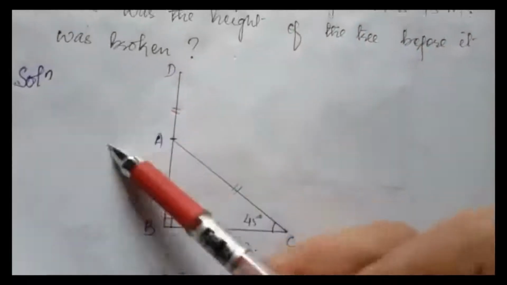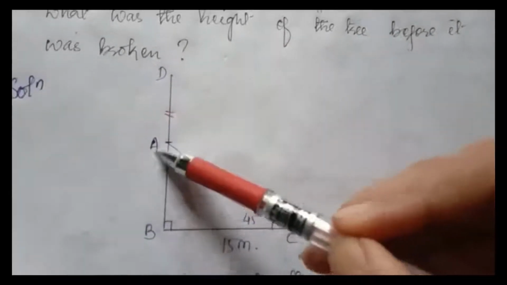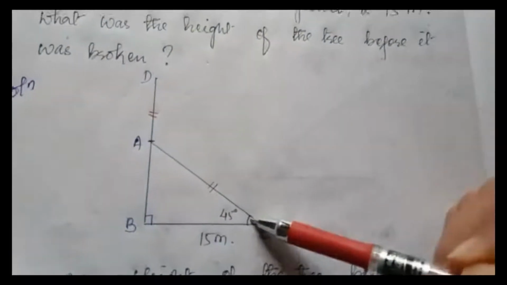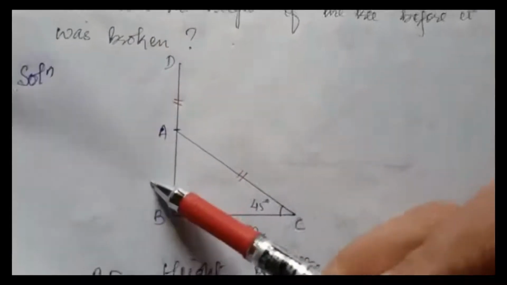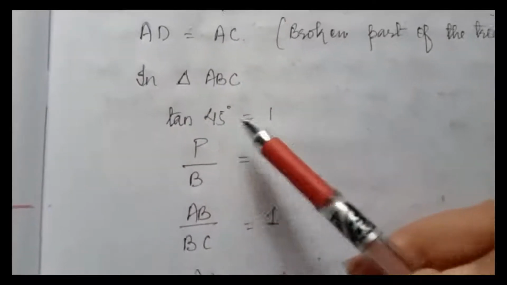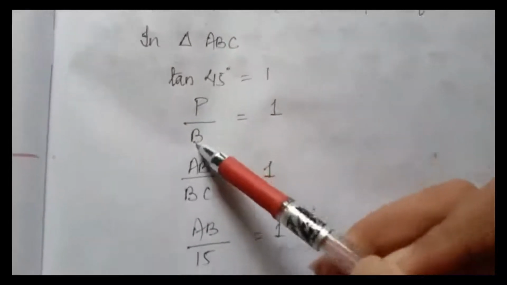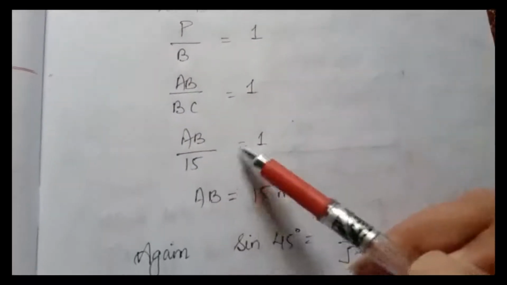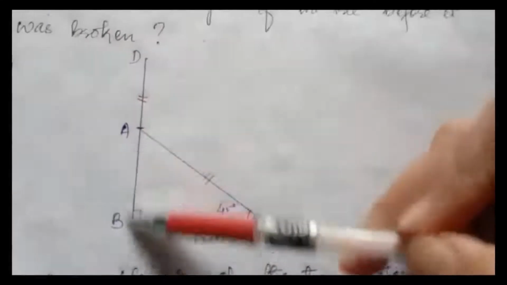Now in this question, you need to find this height. So you have to find this perpendicular, and to find this you have to find this hypotenuse. So in this triangle you have to find the perpendicular and hypotenuse. So in triangle ABC, tan 45 is 1. AB by BC is equal to 1. AB by 15 is equal to 1. AB is 15. So you will get the value of AB as 15.